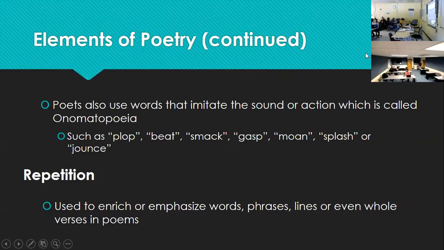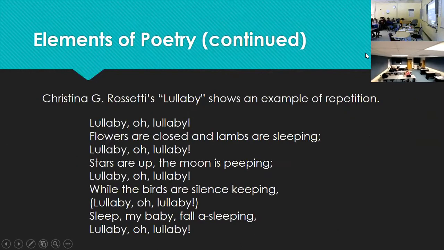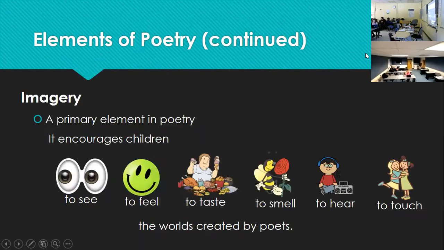Also, there's repetition. This is used to help readers grasp a concept when the poet emphasizes words or phrases. Kind of like Rossetti's lullaby. You'll see there a lot of repetition of lullaby. As you read through it, you'll see that's continually repeated, so it helps you to remember or emphasize that.